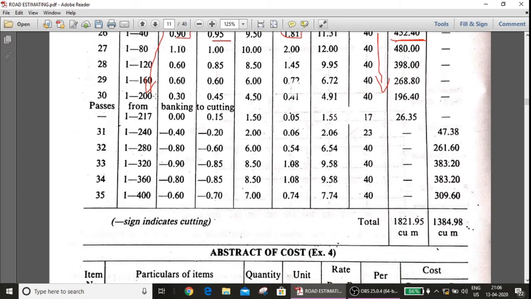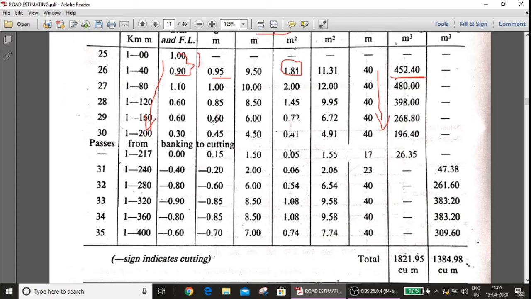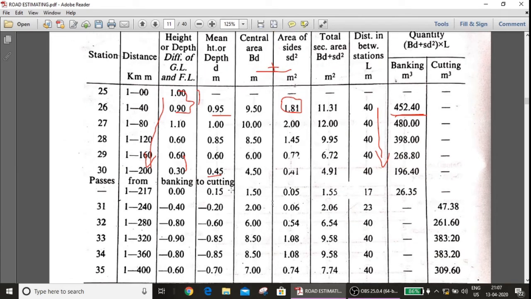At 30, what do we do? The height of the bank we are getting is 0.30. Then take the difference and the average, we will get 0.45. Then 0.45 into 10 is 4.50. Then for 4.50, S is 2, 2 into d square. SD square will give the total area, then the distance between stations, then we will get the banking.